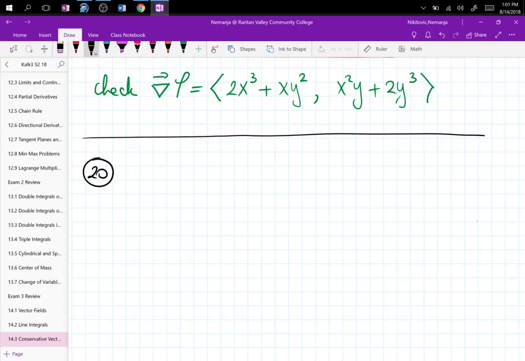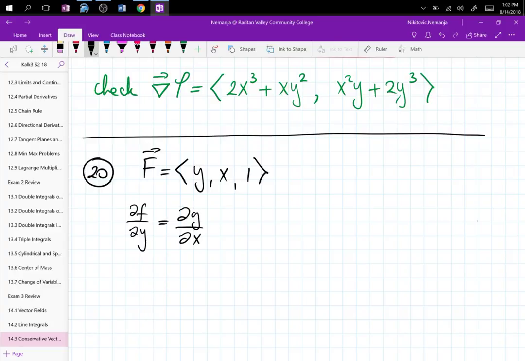We start at problem 20, where the vector field is given to us as y, x, 1. We have to check if it's conservative, and if it's conservative, go ahead and find the potential function. So, is it conservative? Well, we need to have partial f, partial y to be the same as partial g, partial x. Okay, let's check that. Partial f, partial y is 1, and partial g, partial x is 1. 1 equals 1. Nice. It passed the first out of 3.